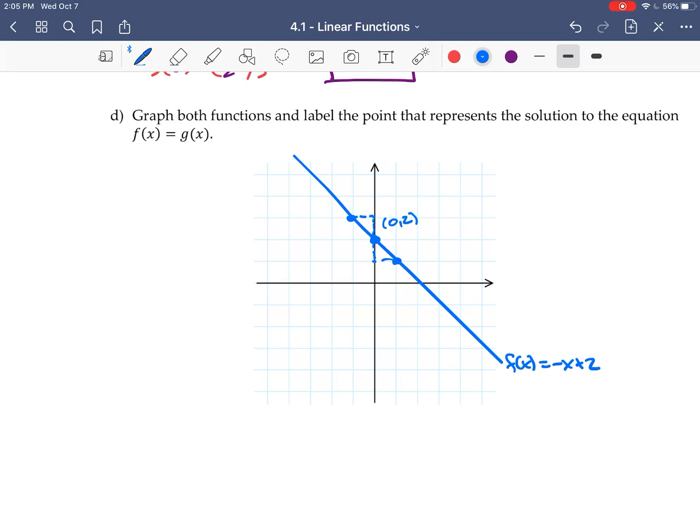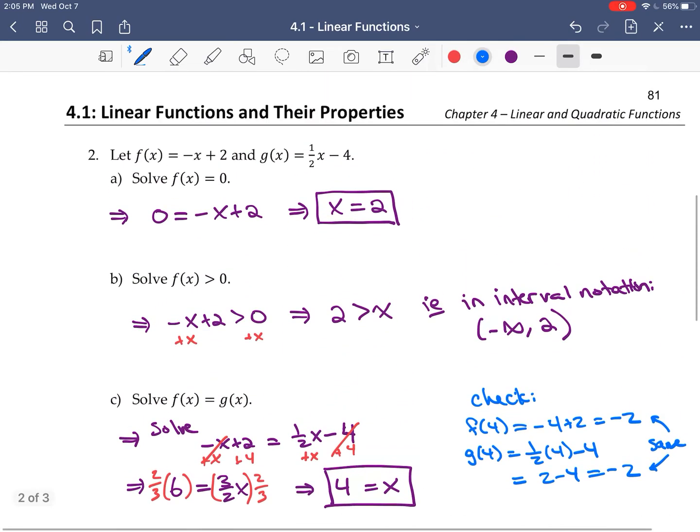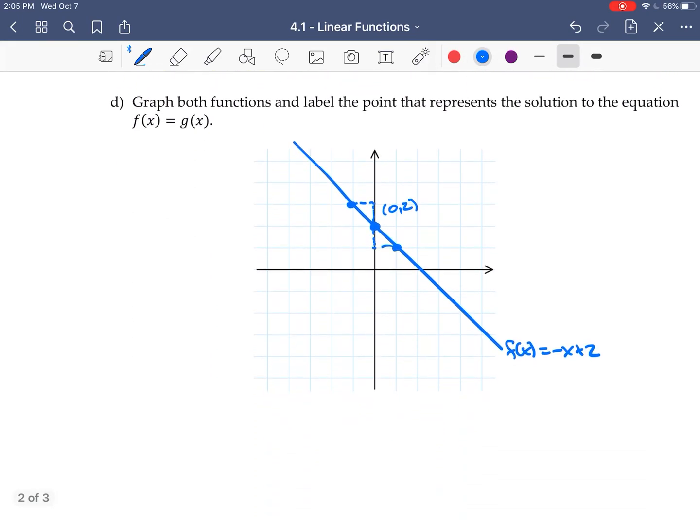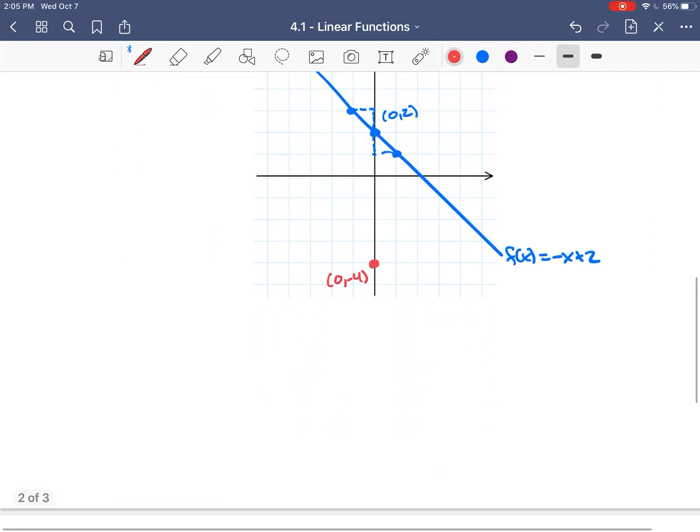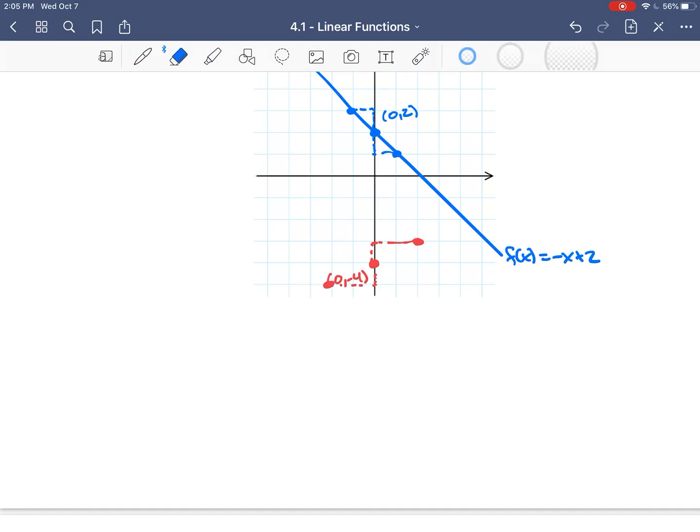Okay, now g of x has a y-intercept of negative 4. Graph this in a different color. Okay, so negative 4 is down here. And then the slope is positive 1/2. So I'm going to go up 1 over 2 to get a point, or down 1 and over 2 this way.